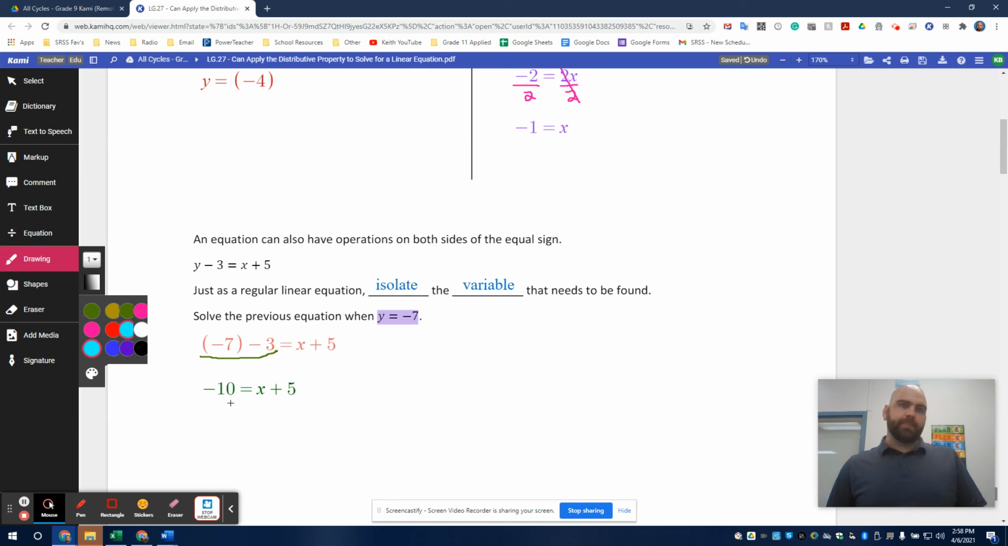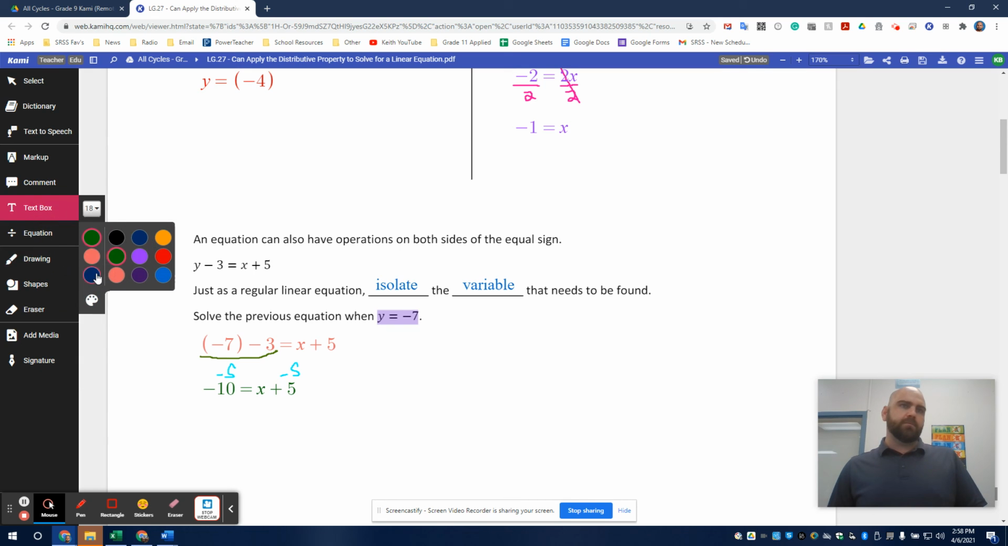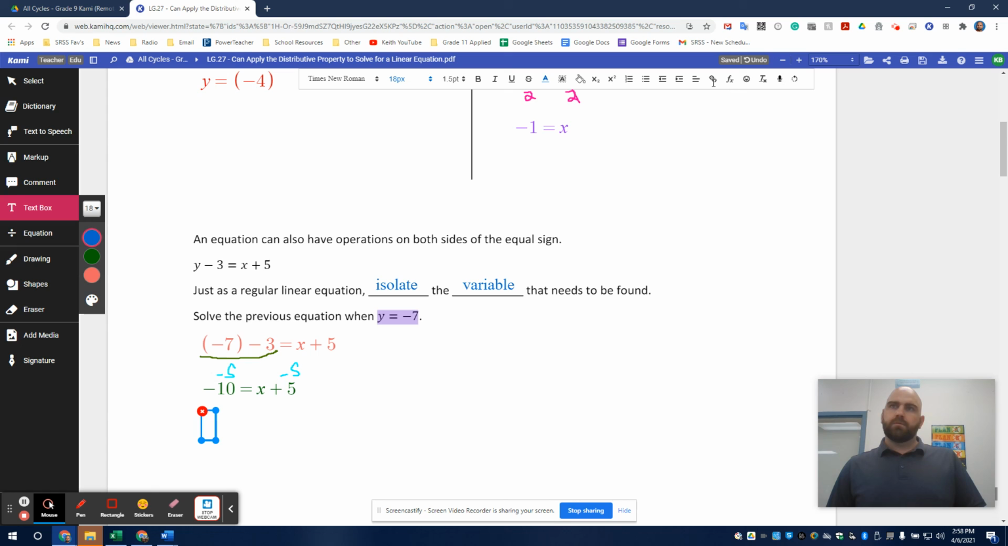Next step, now we want to get x all by itself. Again, that isolating part. We have this positive 5 here, so we need to subtract 5 from both sides. So we subtract 5 from both sides. And what we're going to get then, negative 10 minus 5, negative 15, is equal to, well, now we've got x all by itself.